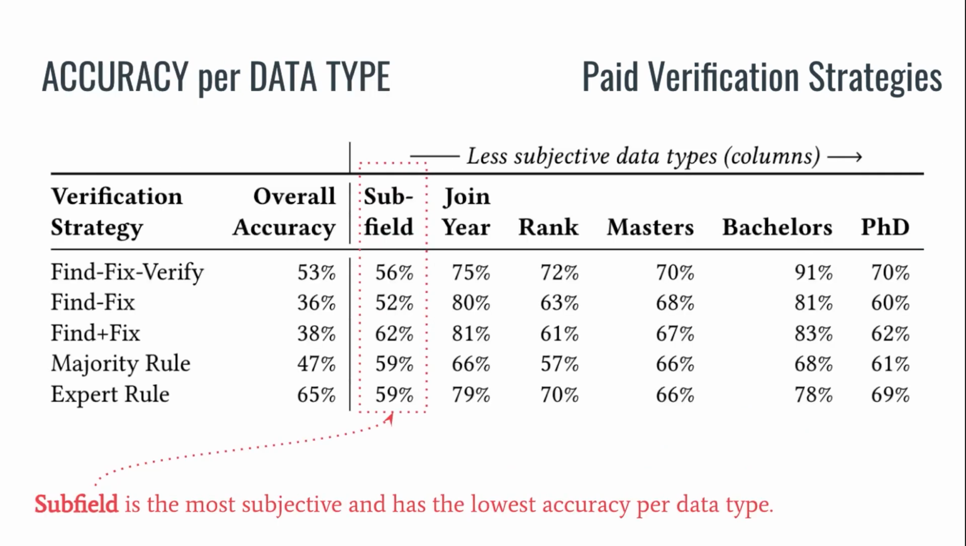Subfield, or professor's research area, was our most subjective data type. It has the lowest accuracy per data type. This could be because identifying a professor's subfield requires domain-specific knowledge and can be difficult for crowd workers to interpret correctly. For example, we often saw that paid crowd workers believed that a professor's area of expertise was actually computer education, where it could be databases or HCI.